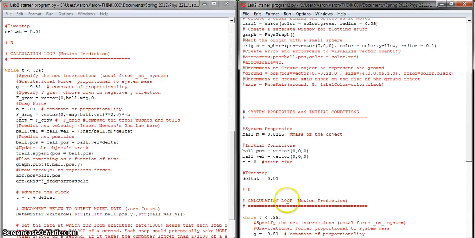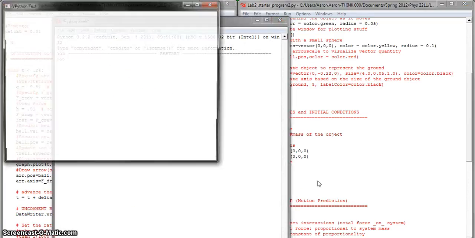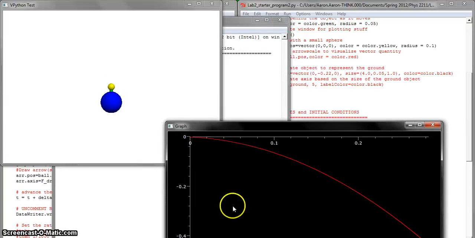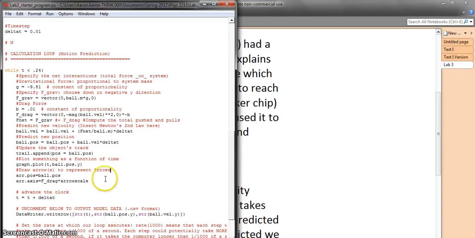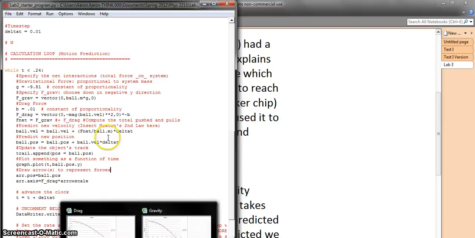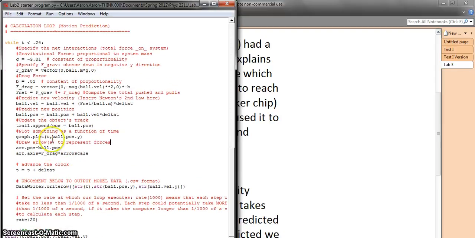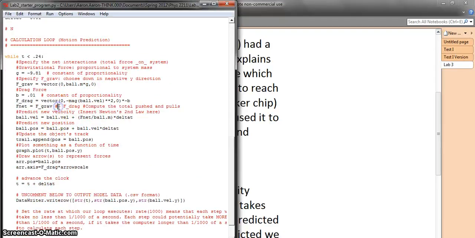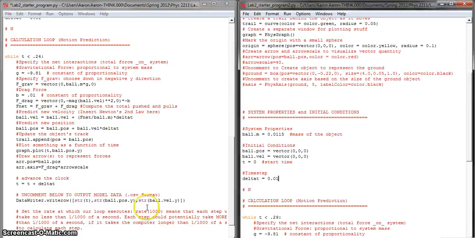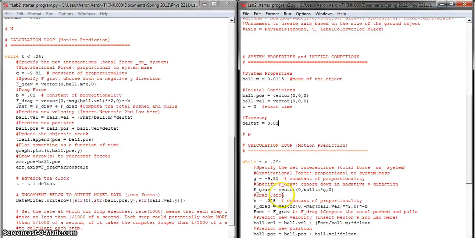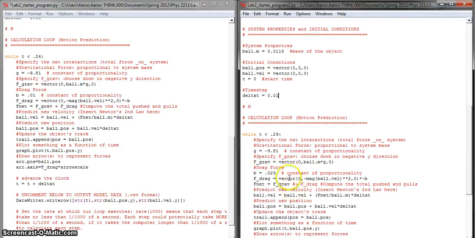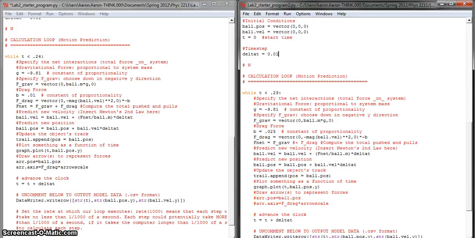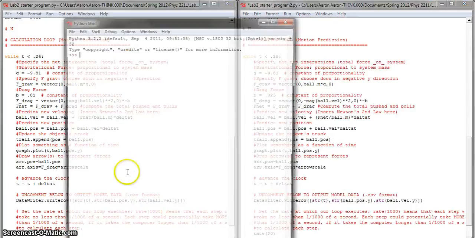Oops, sorry, let's try that again. Let me just run it without the error this time. Much better. And then we repeated this process for force of gravity plus force of drag. I had to determine, for the experimental values compared to the theoretical graphs, what the constant of proportionality for the drag force would be. Here are the models that came out of that process.